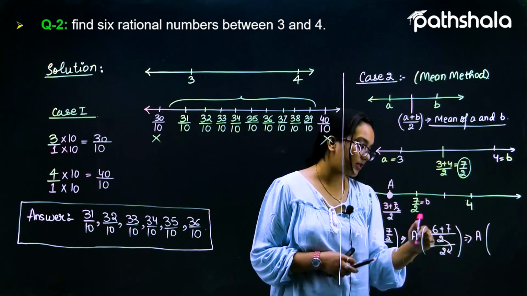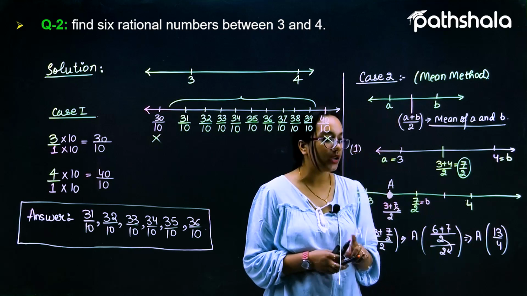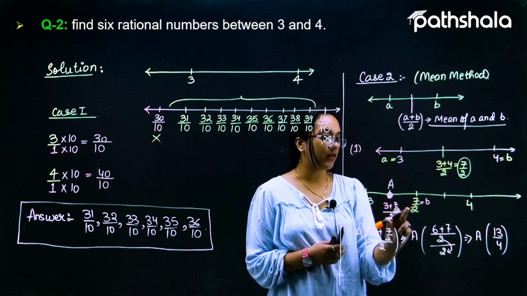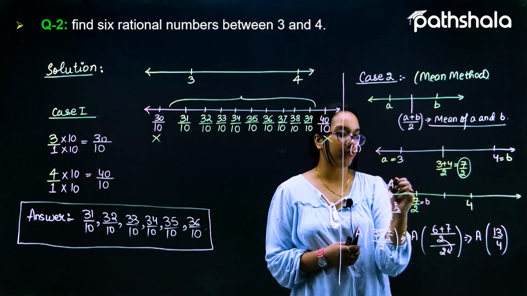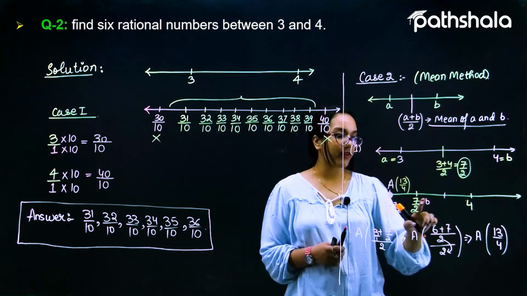And 7 plus 6 is nothing but 13. So this is 13 by 4. So the number that is lying in between A, which is 3, and B, which is 7 by 2, is nothing but 13 by 4. So this number is 13 by 4. Further, we can find out another number.